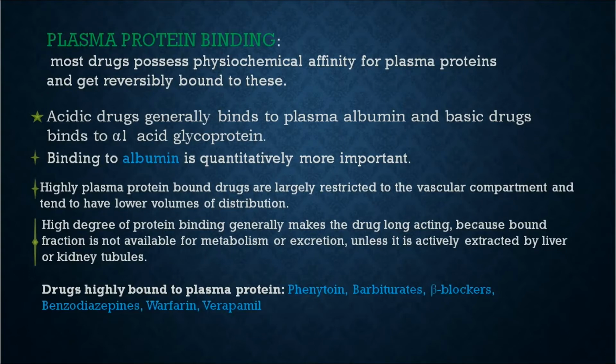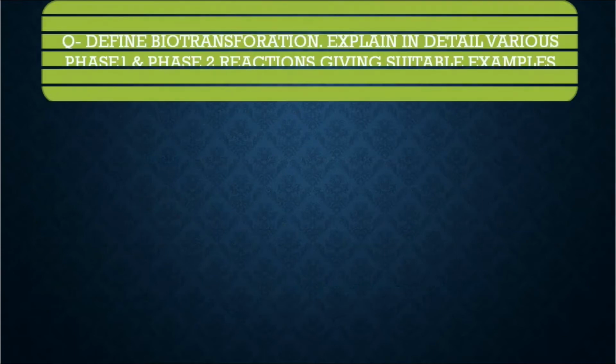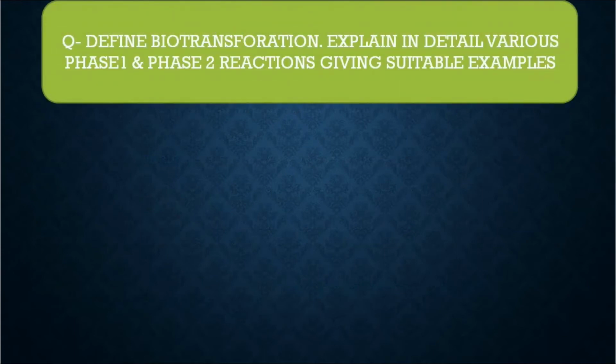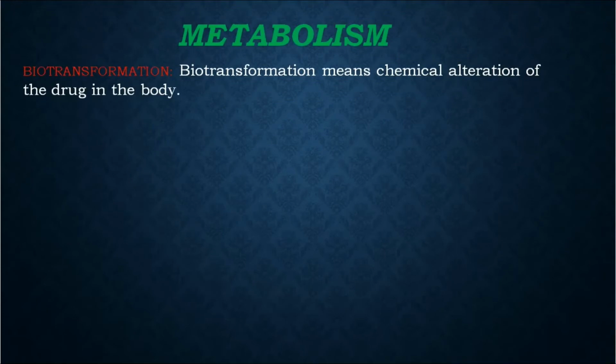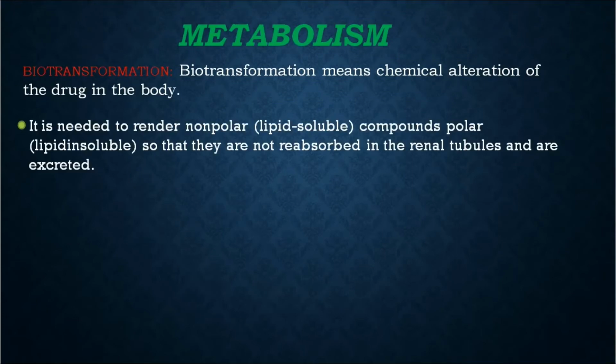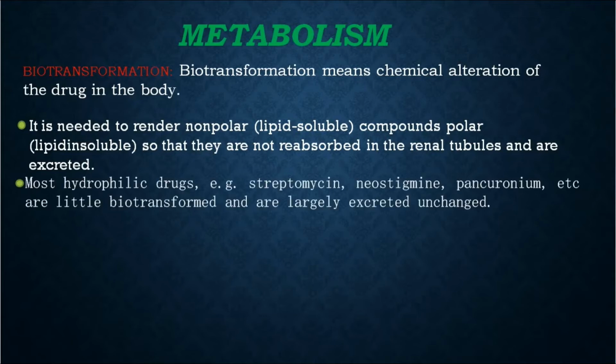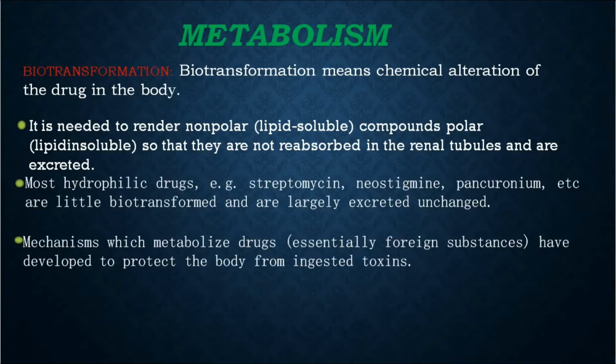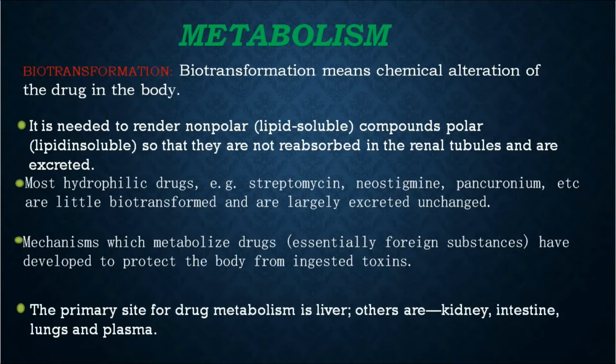In the test of pharmacology, a 10 mark question comes as: define biotransformation, explain in detail various phase 1 and phase 2 reactions giving suitable examples. Biotransformation means chemical alteration of the drug to make a non-polar drug polar so that excretion can occur, and this mechanism protects the body from ingested toxins. It occurs primarily in the liver.